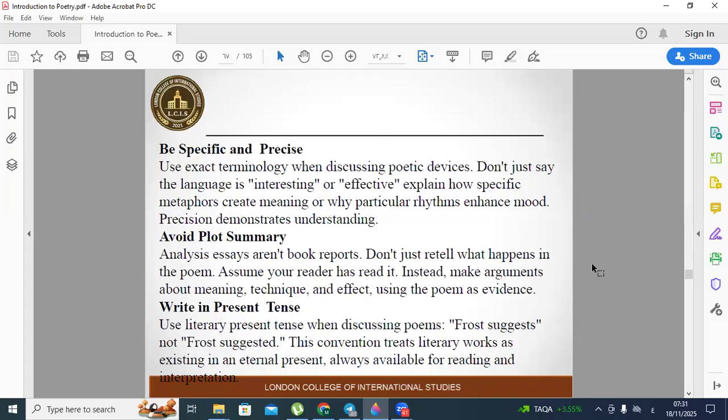Second, avoid plot summary. Analysis essays aren't book reports. Don't just retell what happens. Assume your reader has read the poem. Instead, make arguments about meanings, techniques, and effects. Use the poem as evidence.